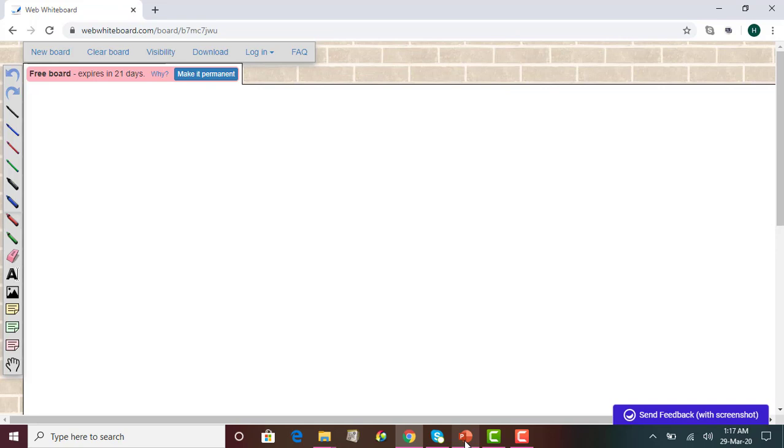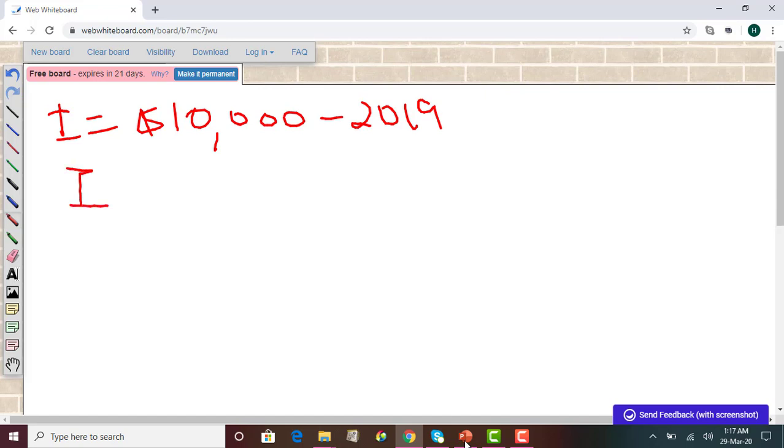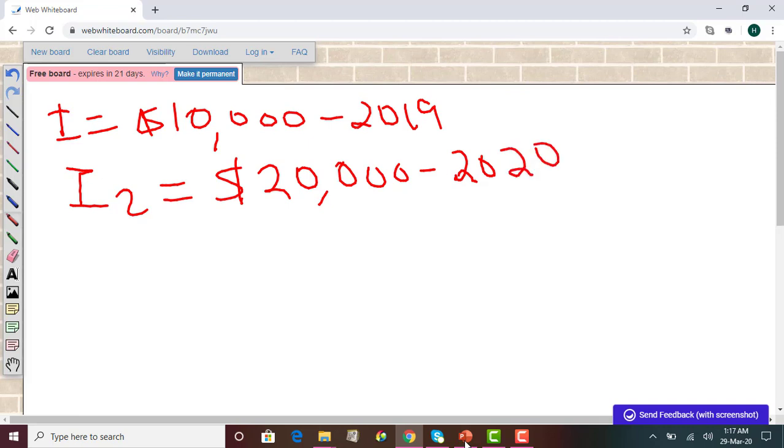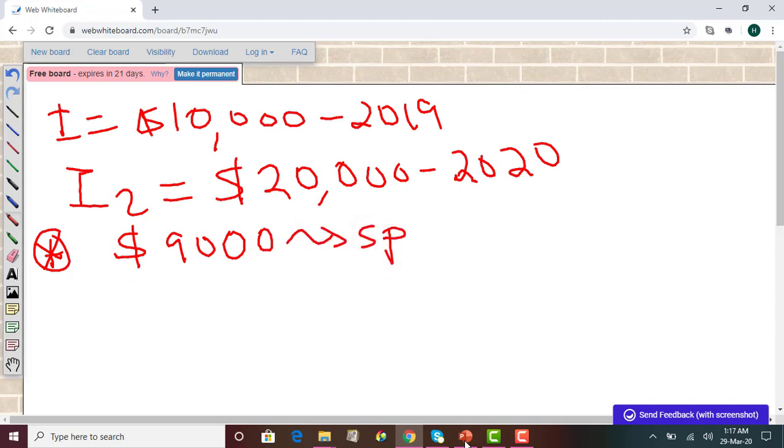Okay, let's say your income was $10,000 in 2019, and in 2020 your income went up to $20,000. Okay, so that's your income. Now you're also given that out of your new income you will spend $9,000.